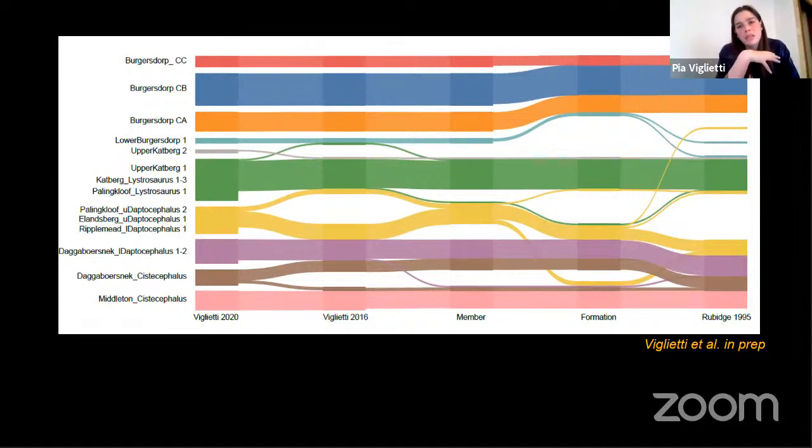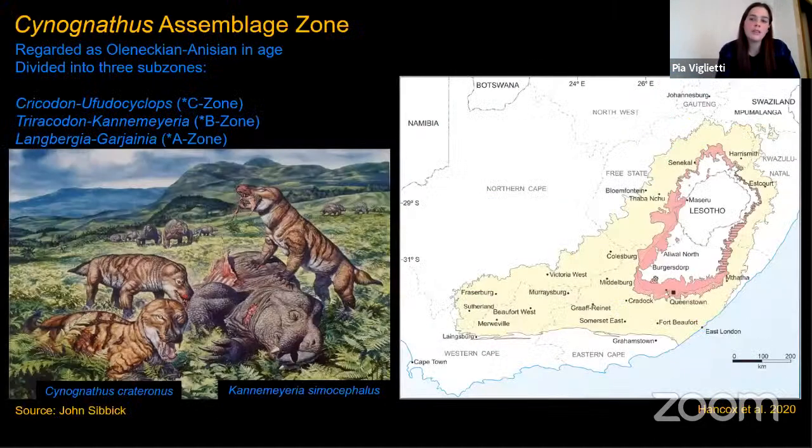Interestingly, the meter-level occurrence data also shows that sampling stratigraphic intervals of around 20 to 50 meters are sufficient to capture assemblage zone frameworks. So this new framework may be useful in helping Karoo workers collect data in future for the assemblage zones.